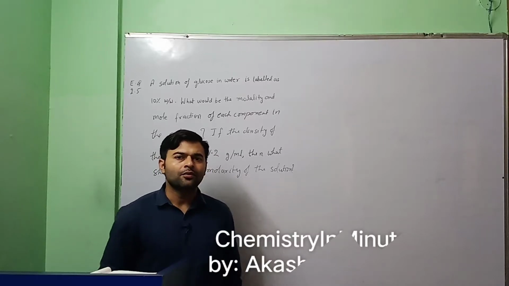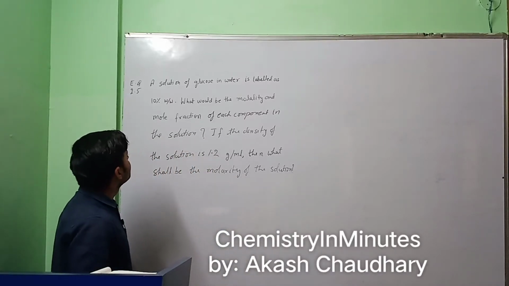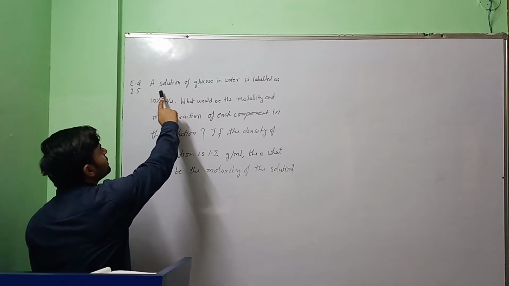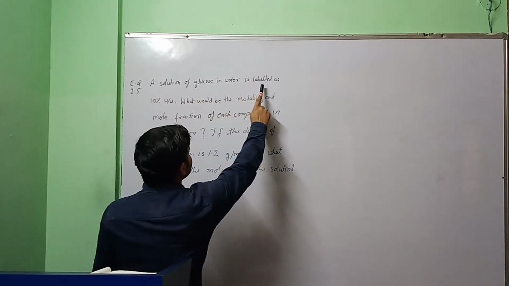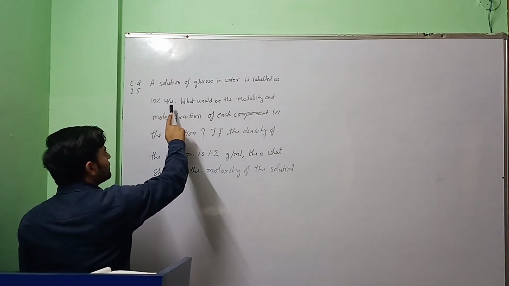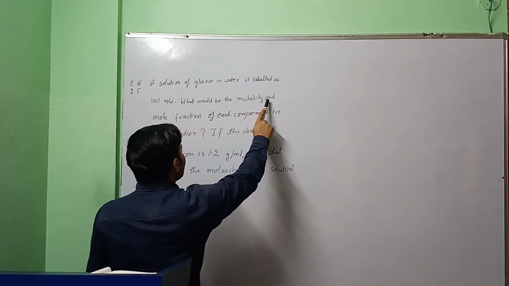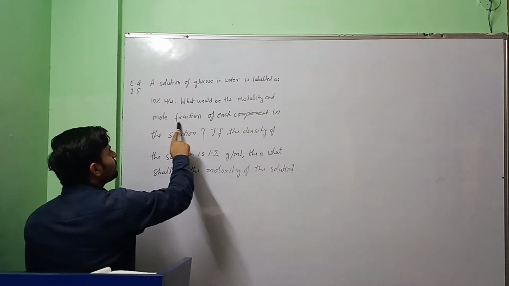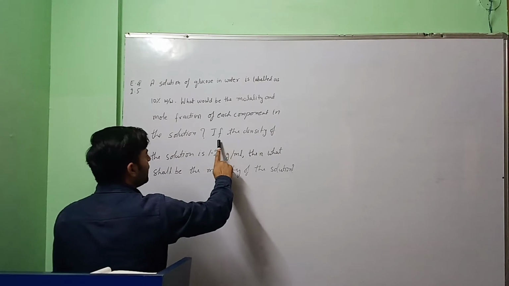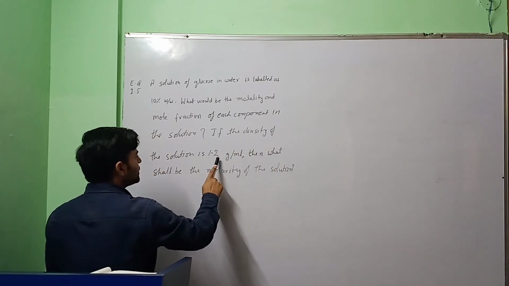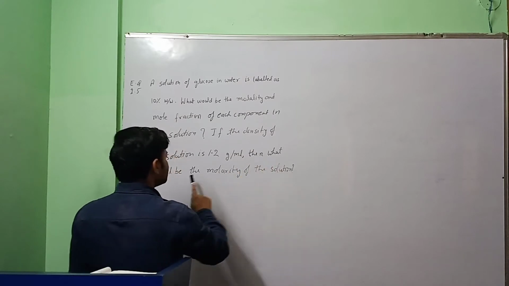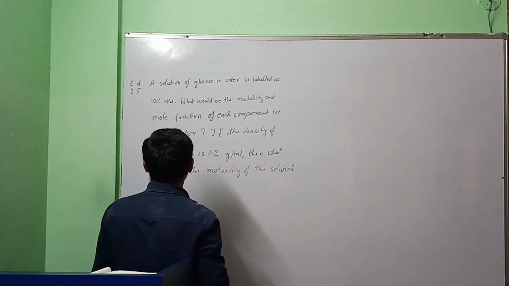The question now we have on the board is exercise question 2.5, which is a solution of glucose in water is labeled as 10% weight by weight. What would be the molality and mole fraction of each component in the solution? If the density of the solution is 1.2 gram per ml, then what should be the molarity of the solution?